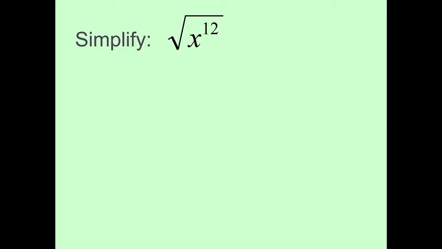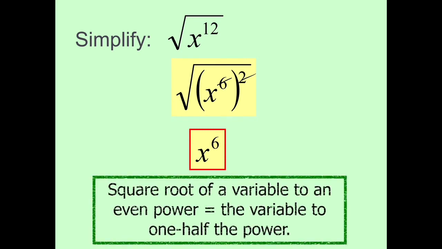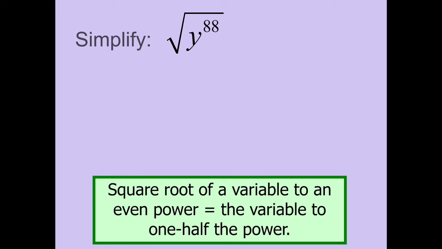That's it. Let's say, for example, simplify the square root of x raised to 12. Alam naman natin that 12 is already even. So, pwede na natin siyang i-directly divided by 2. So, x raised to 6 square. So, ganun lang siya because power of a power, 6 times 2 is 12. Okay, and then it will become x raised to 6. Pag kinuha natin yung square, cancel na lang. Square root of a variable to an even power, the variable to 1/2 the power. Okay, ito naman. Square root of y raised to 88, pwede natin siya i-directly divide by 2, so it will become y raised to 44.